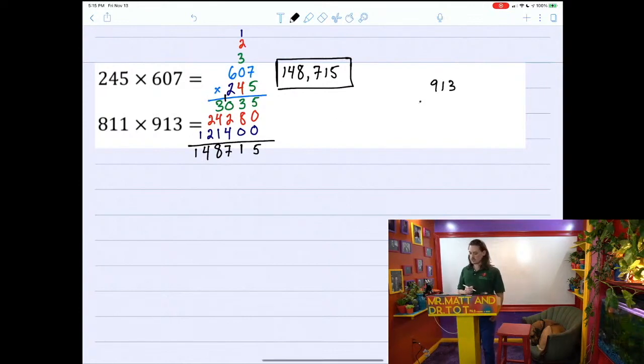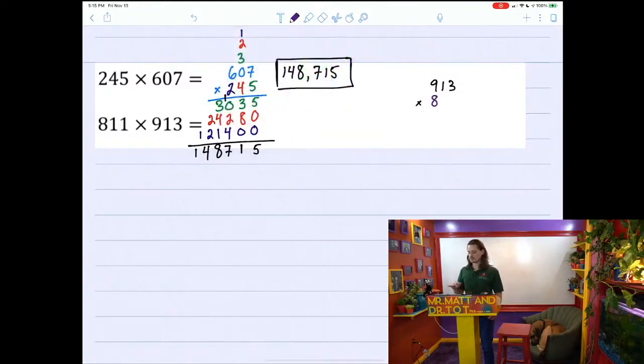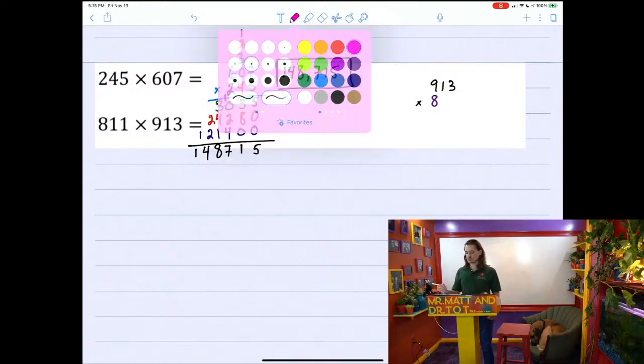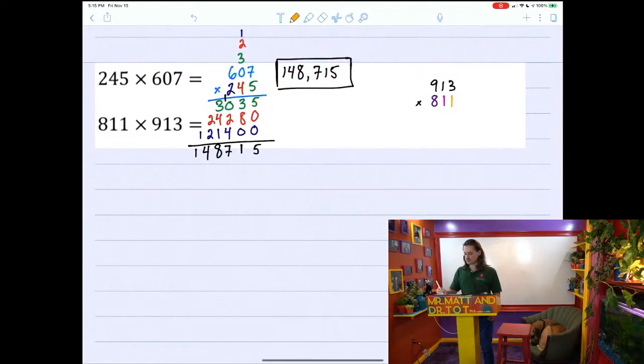For the second question, we have 811 times 913. So first let's write it out vertically, and then we're going to start with the 1 in the ones value. 1 times 3 is 3. 1 times 1 is 1. 1 times 9 is 9. So none of the values actually change there.